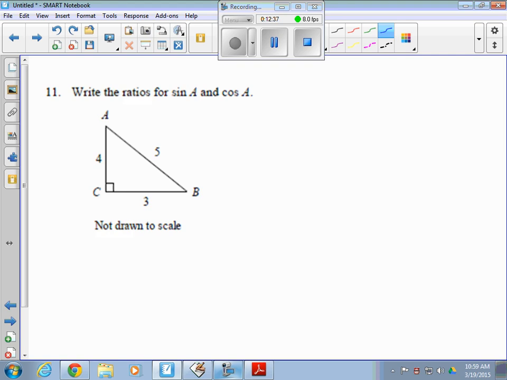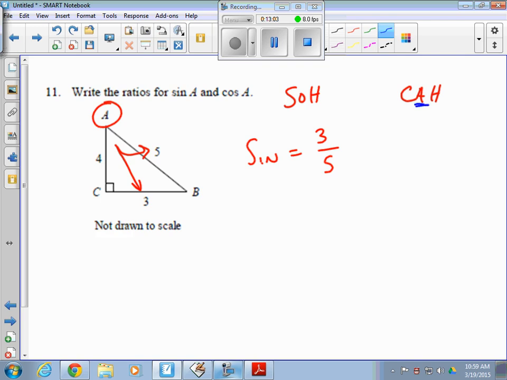Number 11, write the ratios for sine and cosine of angle A. So this one, a lot less to do with this one. You're just talking about the sine, the SO, and the cosine, the CA part of SOHCAHTOA. So sine is opposite, 3, over hypotenuse, 5. The cosine is the adjacent, that's 4, over the hypotenuse, 5. Sine and cosine of angle A.